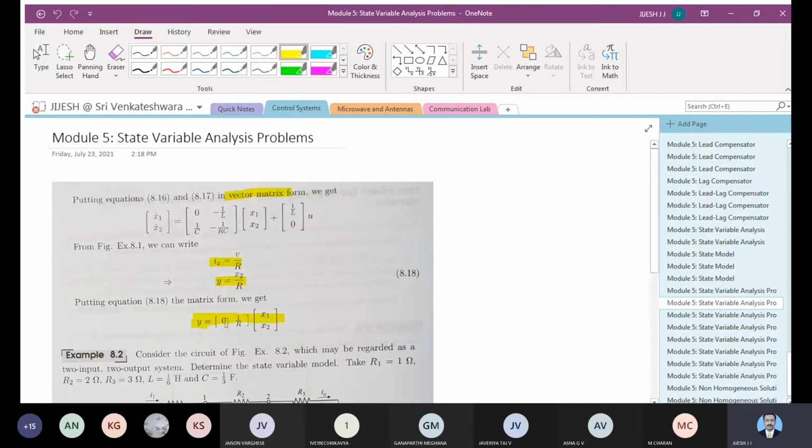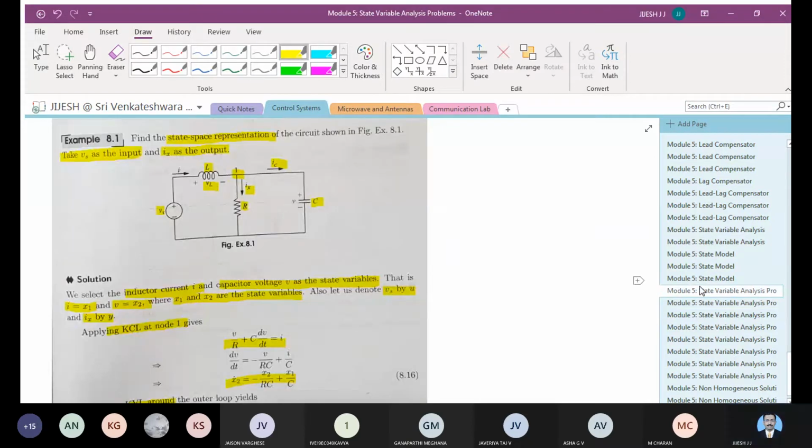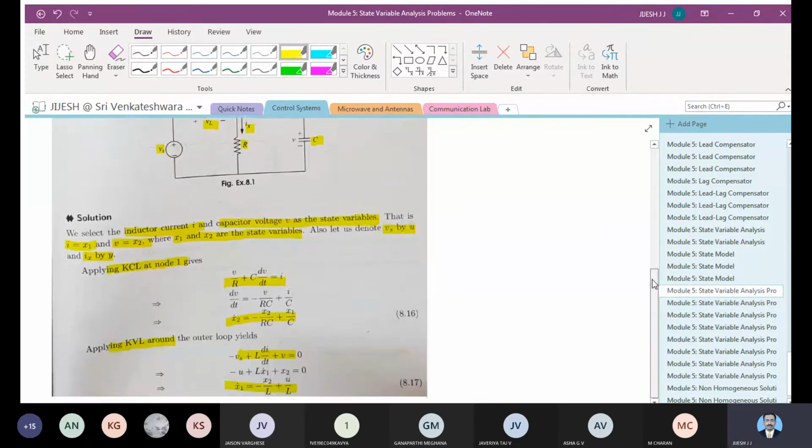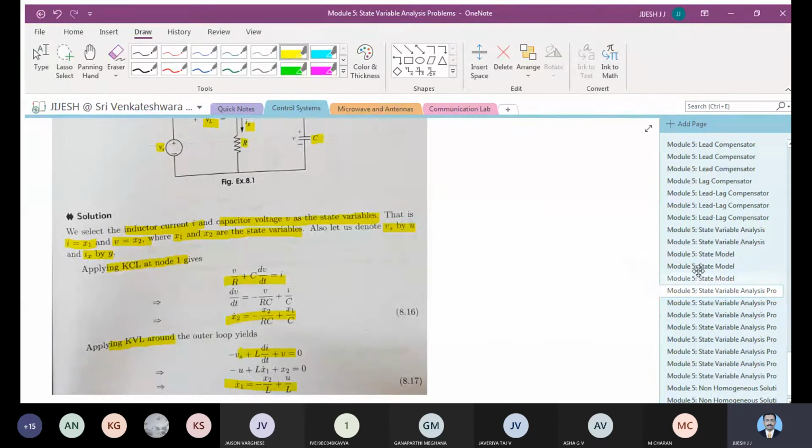So let us convert this in the form of a matrix. So y is equal to [0, 1/R] [x1, x2]. So this is what you get in the state variable analysis, and you have seen both the input as well as the output variable. So this is what it has come in the form of.